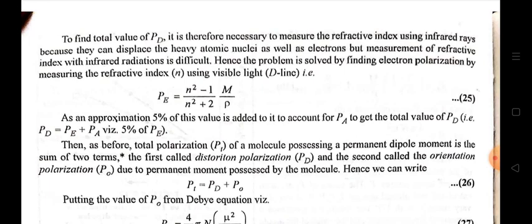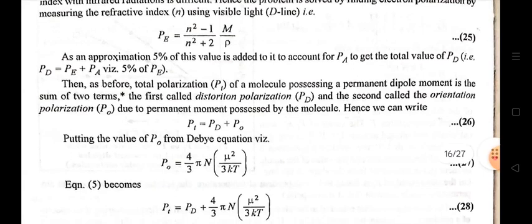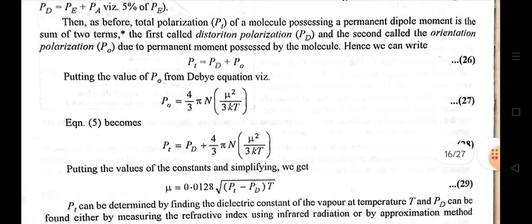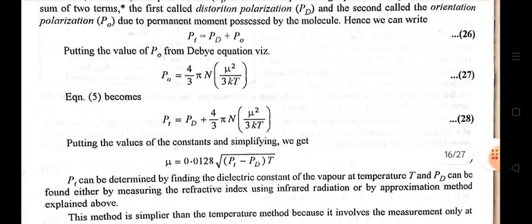Then as before, the total polarization Pt of a molecule possessing a permanent dipole moment is the sum of two terms, the first called distortion polarization Pd and the second called the orientation polarization Po, due to the permanent moment possessed by the molecule. Hence we can write Pt is equal to Pd plus Po. Putting the value of Po, that is Po is equal to 4 by 3 pi N into mu square upon 3kT, that is equation 27, equation 5 becomes Pt is equal to Pd plus 4 by 3 pi N into mu square upon 3kT, that is equation 28. Putting the value of the constants and simplifying, we get mu is equal to 0.0128 under the root (Pt minus Pd) into T, that is equation 29.